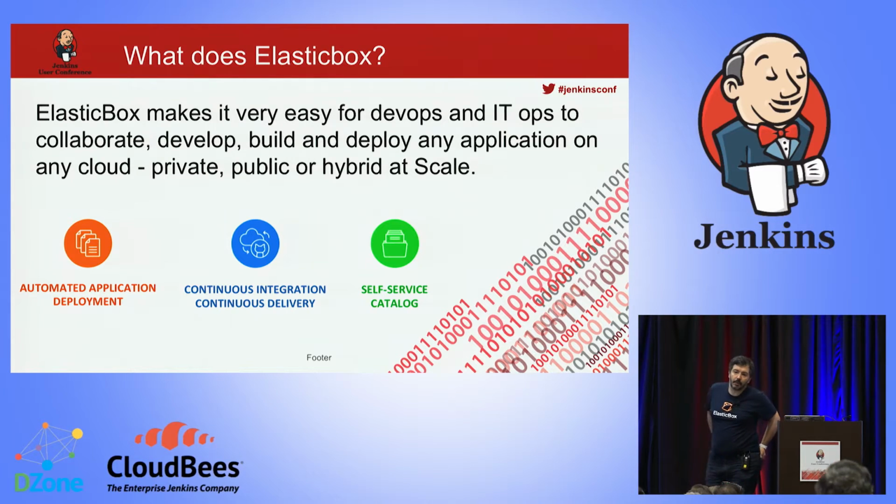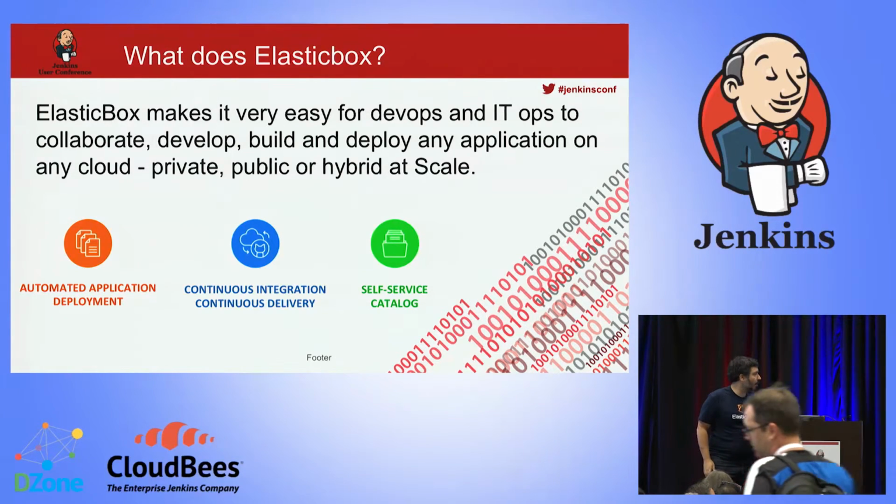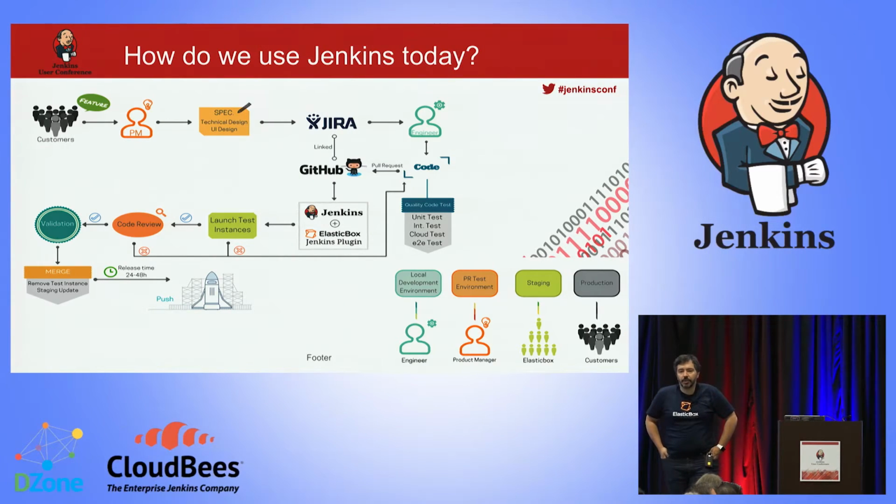What we do at Elasticbox is create a middleware that lets you deploy any application anywhere. That's what we do every day, trying to create this solution. Internally, we use Jenkins, and that's why we started to create this plugin. Every time one of our developers creates a pull request, we automatically run unit tests, integration tests, what we call cloud tests, and also end-to-end tests, launching a whole new instance of the product with the changes the developer has created.